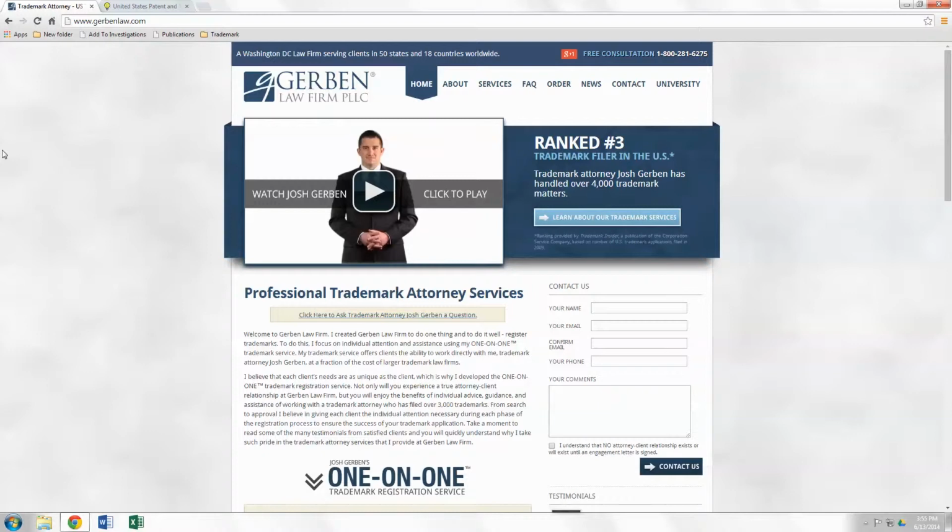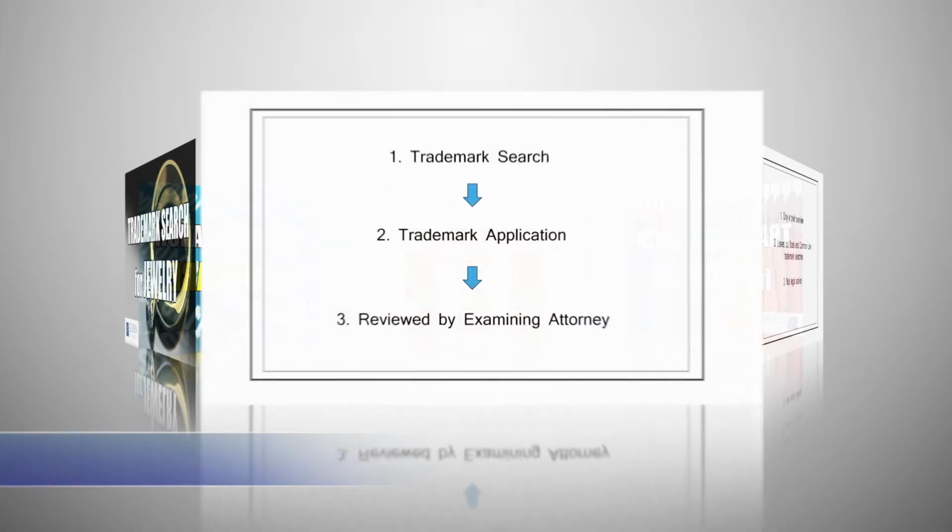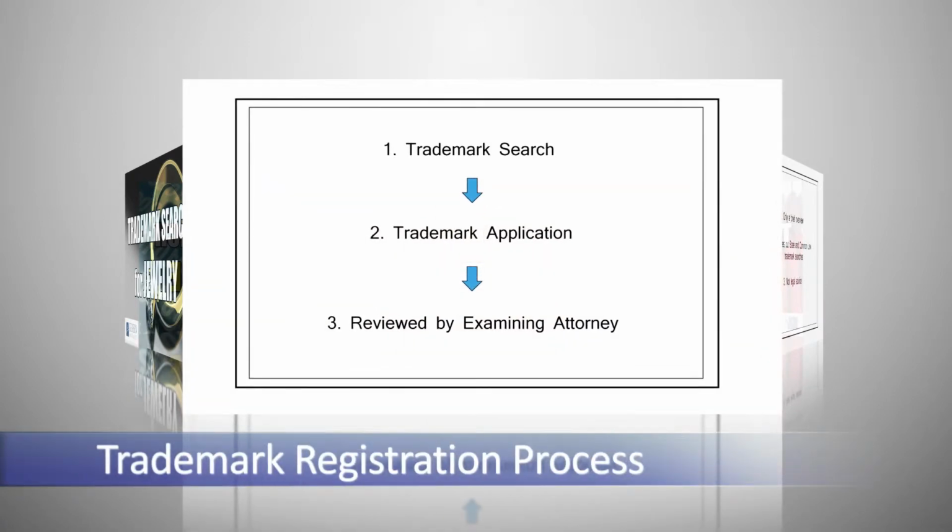In this video, we're going to look at how to run a basic federal trademark search for jewelry. Before we get started, let's take a bird's eye view of the trademark registration process. First is the search, then the application, which is reviewed by an examining attorney with the government.